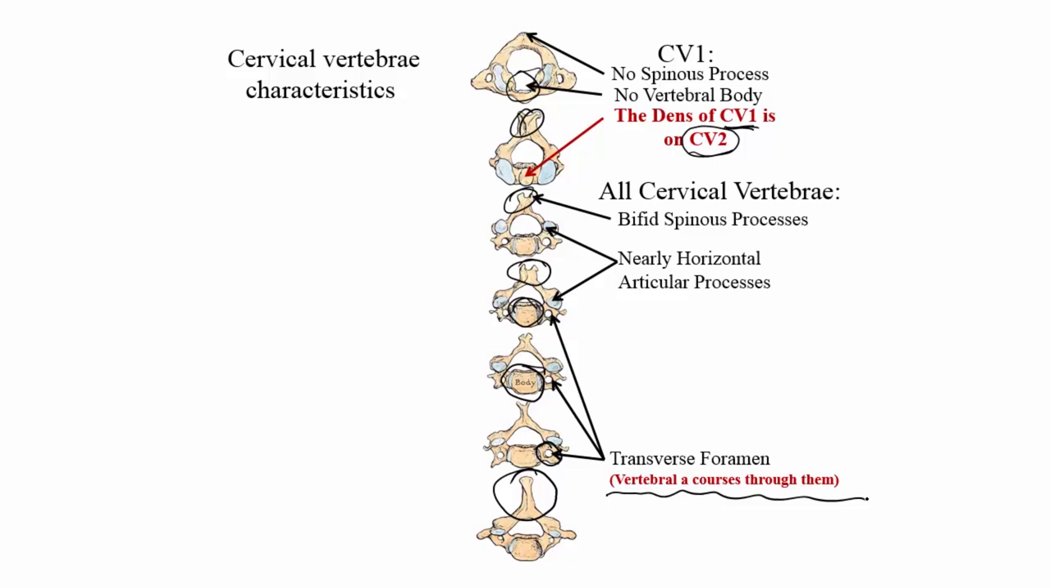So the vertebral artery, which is a branch of the subclavian, will come off the subclavian and course through the CV6, CV5, CV4, and on up. So it goes from CV6, 5, 4, 3, 2, 1. It does not go through, for some reason, CV7, even though CV7 does have a small transverse foramen. But the vertebral arteries don't go through that in CV7.